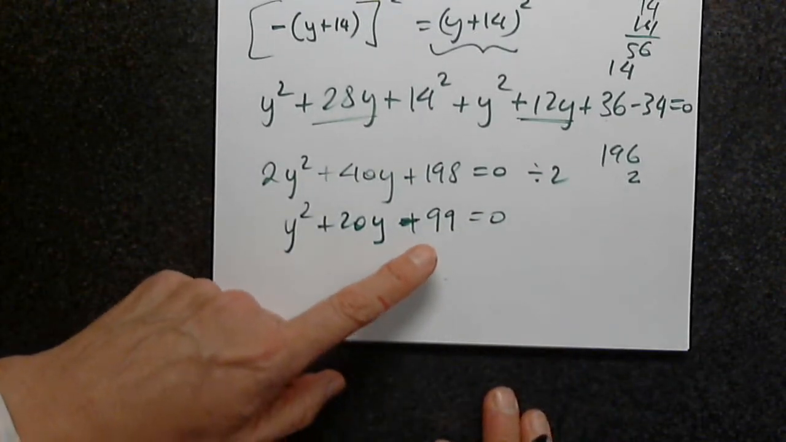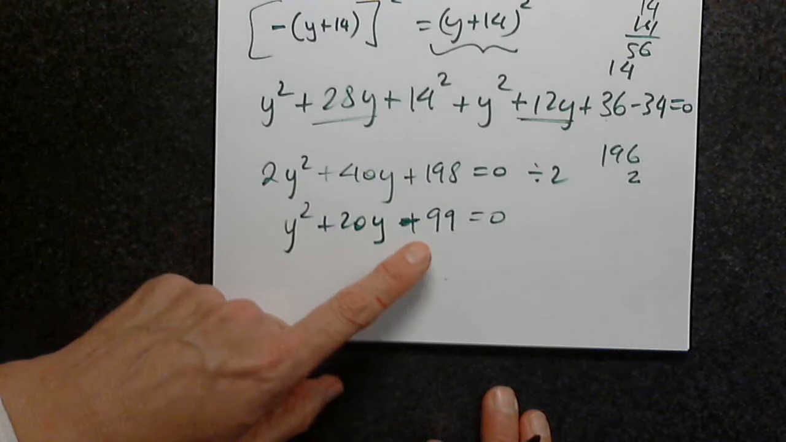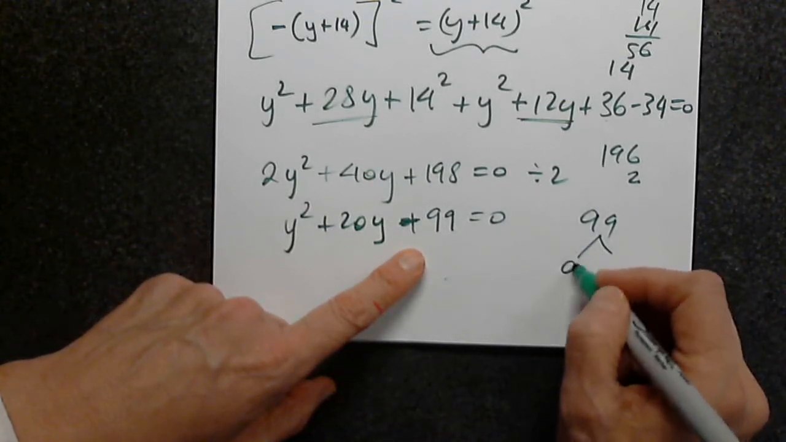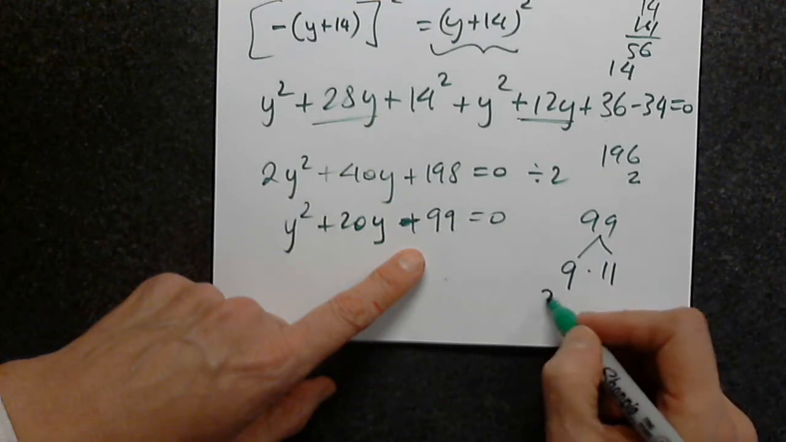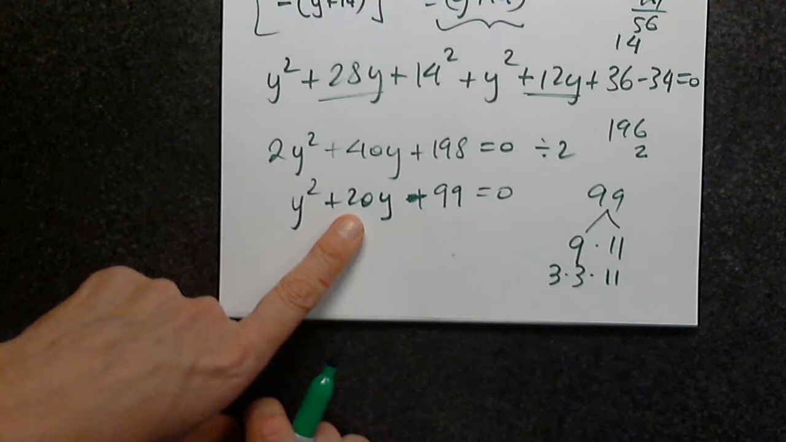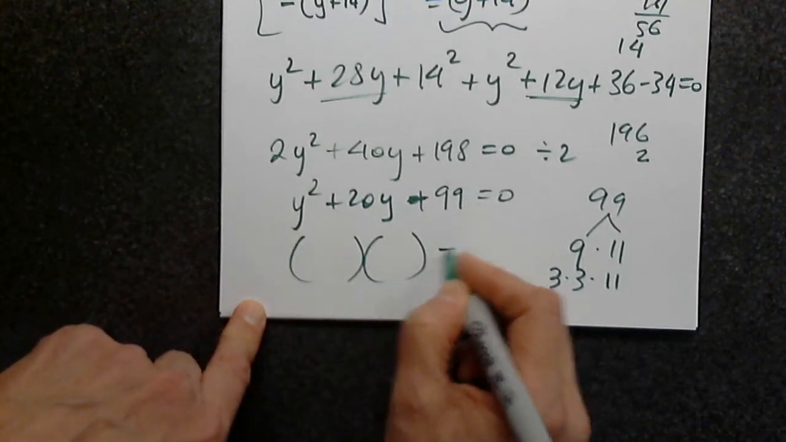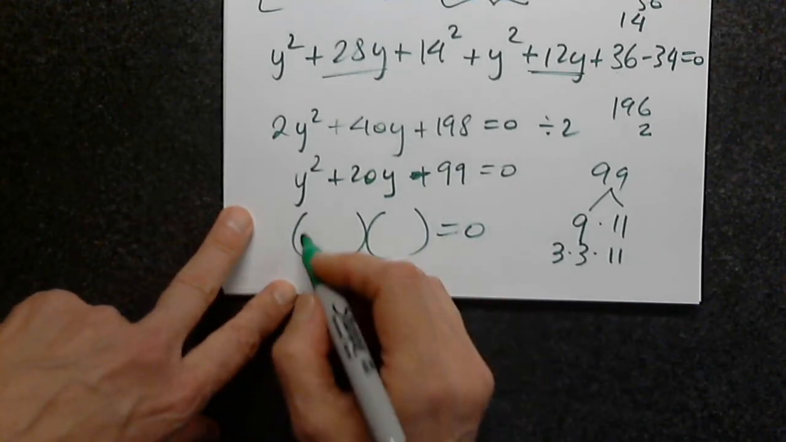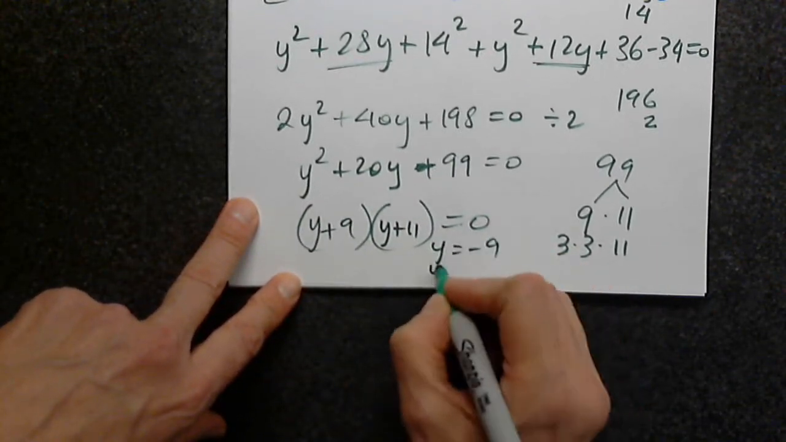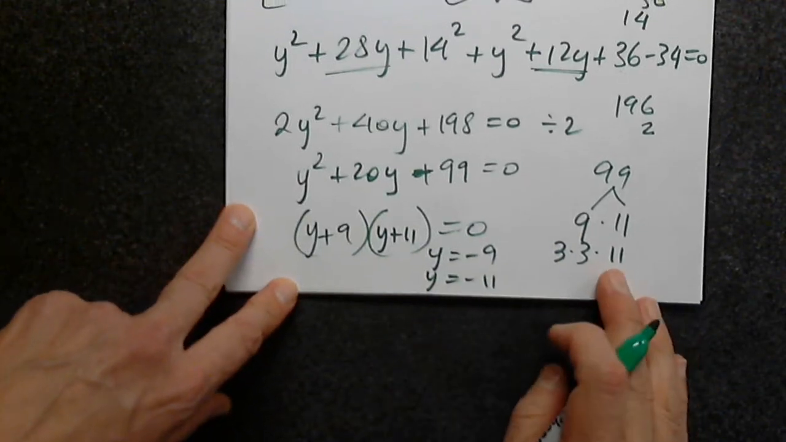Again, 99, although it appears to be a difficult number to work with, well, 99 is what? It's 9 times 11, or 3 times 3 times 11. And I need to come up with a 20. It's not a big deal, right? So what do I have? y plus 9, y plus 11. So I have y equals negative 9 and y equals negative 11, which is good.